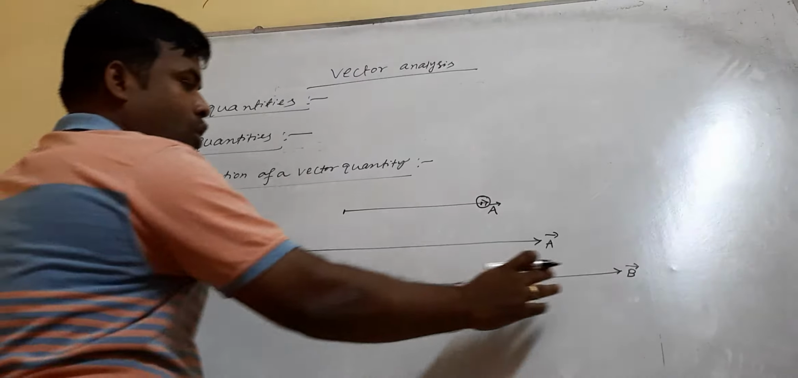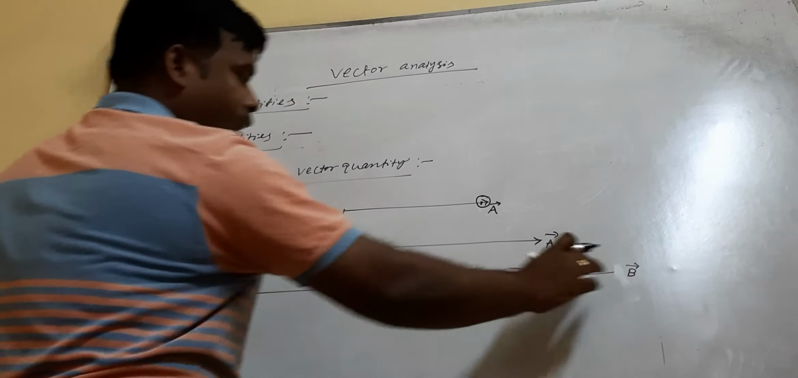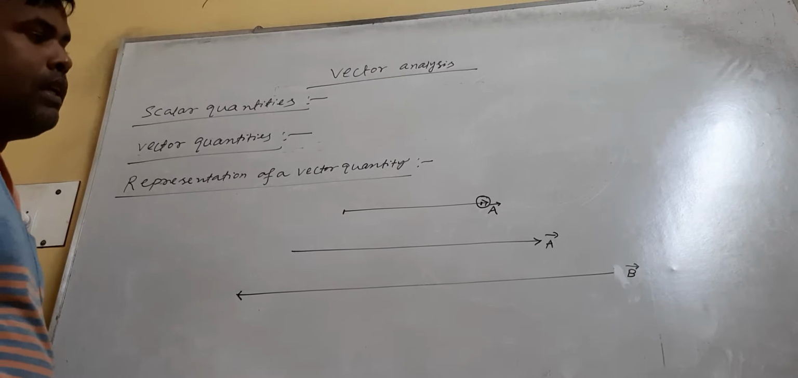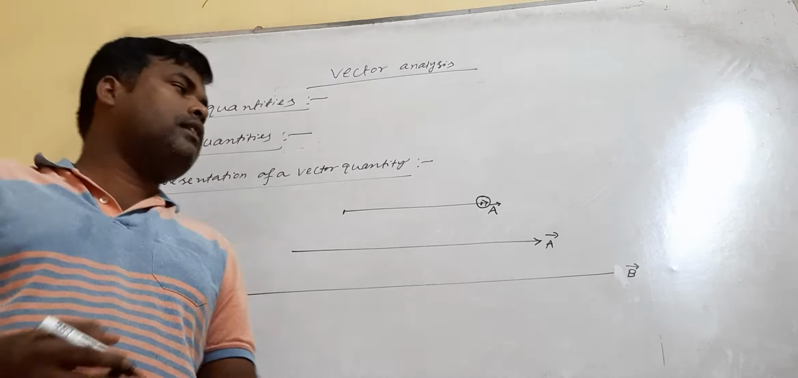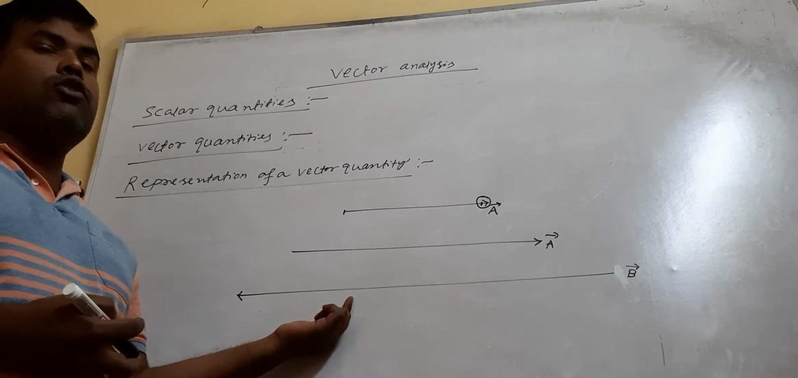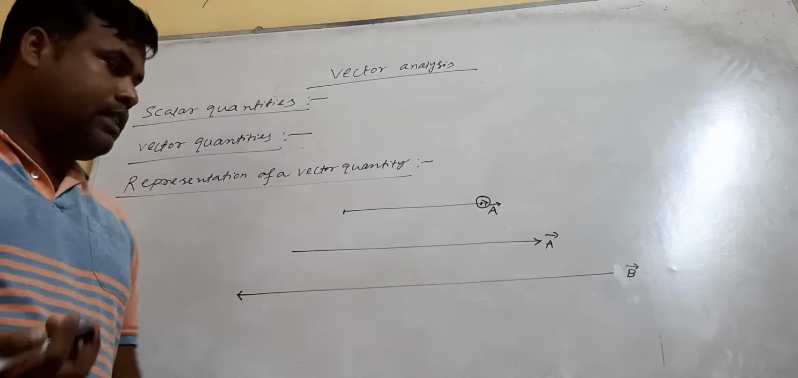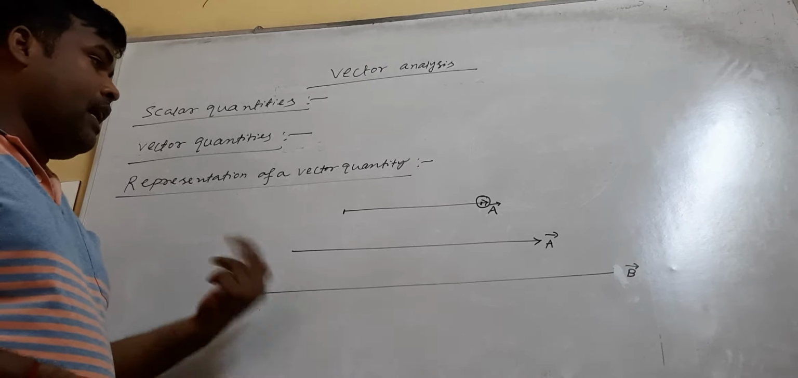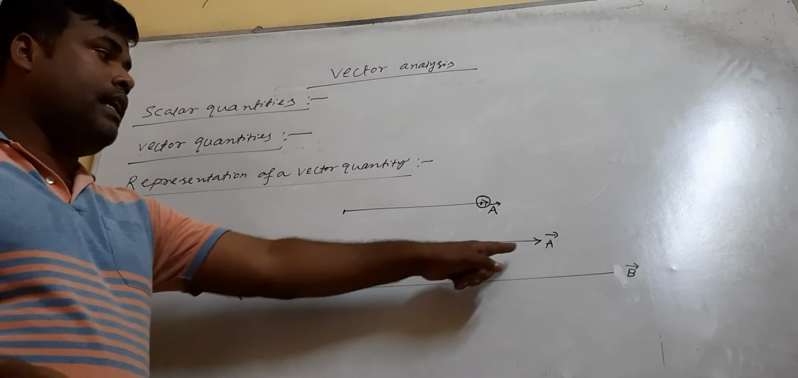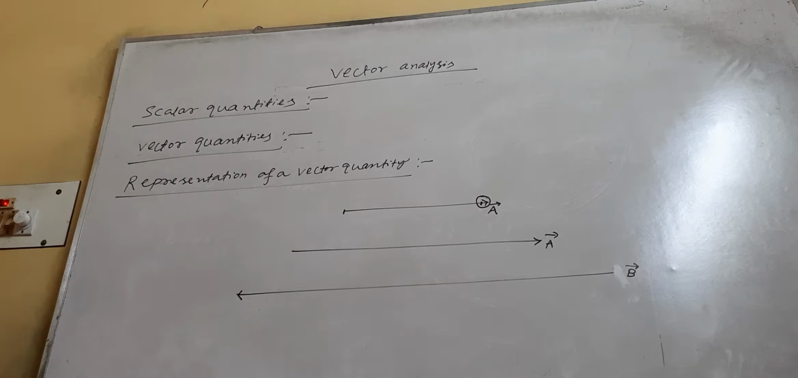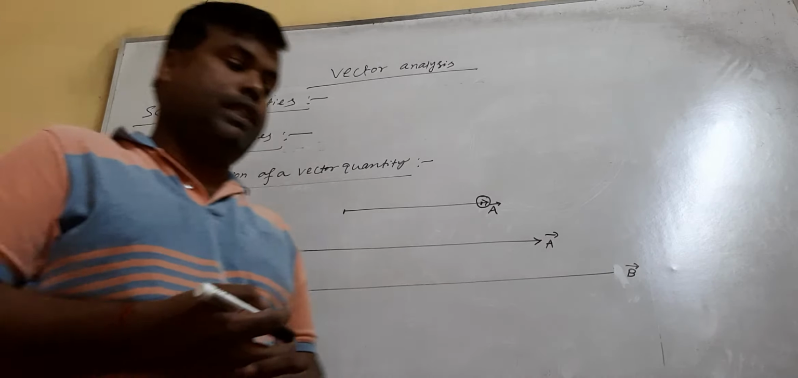If I put the arrowhead here, then what do you say about their magnitudes and directions? Definitely the magnitude of B is greater because the length of the vector is more. And what about the direction? A is directed towards right and B is directed towards left. So their directions are opposite.